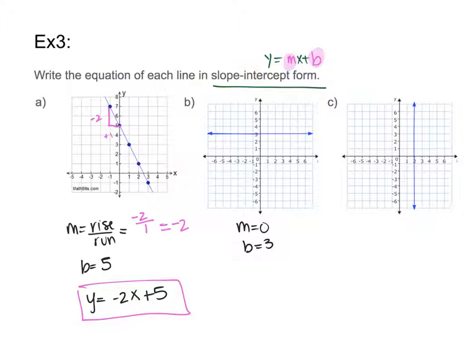So if we were to plug this into our slope-intercept form, that's going to be 0 times x plus 3. Well, 0 times x is just going to be 0, which means that I'm left with y equals 3 as my equation.